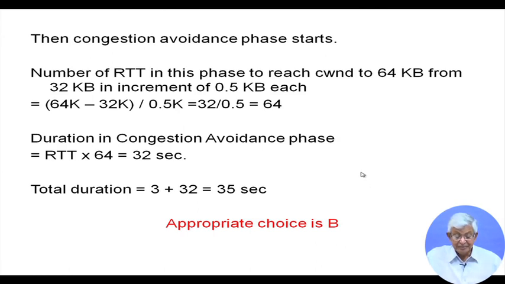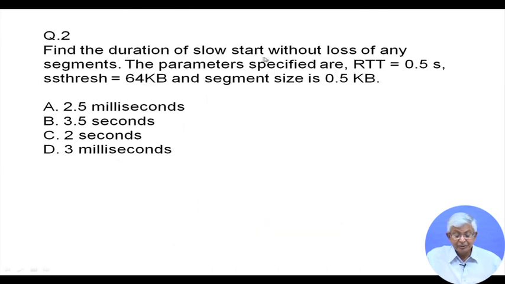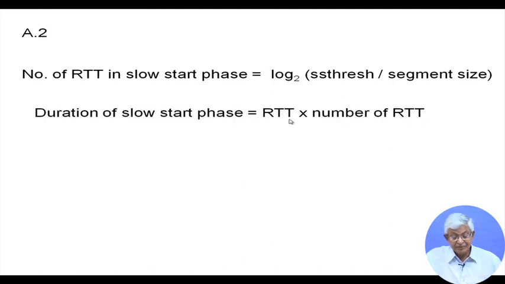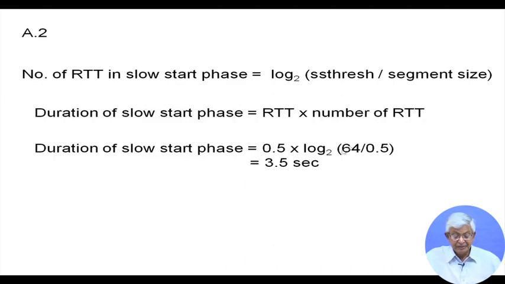Now, let us see the second one. Find the duration of slow start without loss of any segment. The parameters specified are RTT 0.5 second, SS threshold 64 kilobytes, and segment size 0.5 kB. It is almost a similar type of question. Options given are 2.5 millisecond, 3.5 second, 2 second, 3 millisecond. Okay. So, let us see. The number of RTTs in the slow start phase is log 2 of SS threshold by segment size, and the duration of the slow start phase is RTT multiplied by the number of RTTs, which comes out to be 3.5 seconds. So, the option is B.